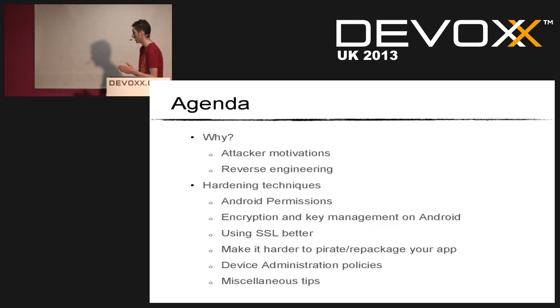So what we're going to cover: the motivations for an attacker and some reverse engineering techniques on Android, and then get down into some of the hardening techniques: Android permissions, encryption, using SSL in a better way, some things you can do to make it more difficult to pirate or repackage your app, and then finish off with a load of device administration stuff. That's a quite cool little Android feature. Then I'll finish up with some miscellaneous tips and things.